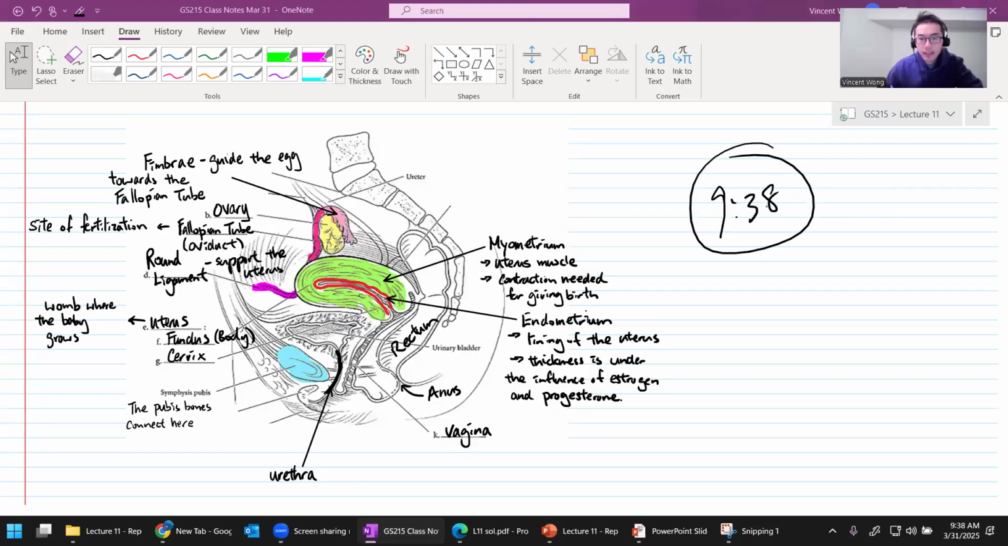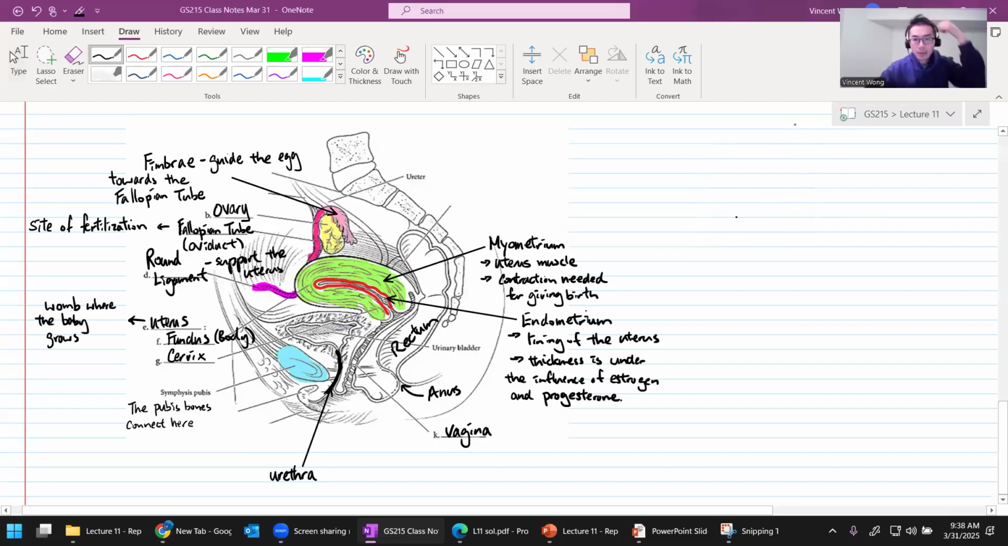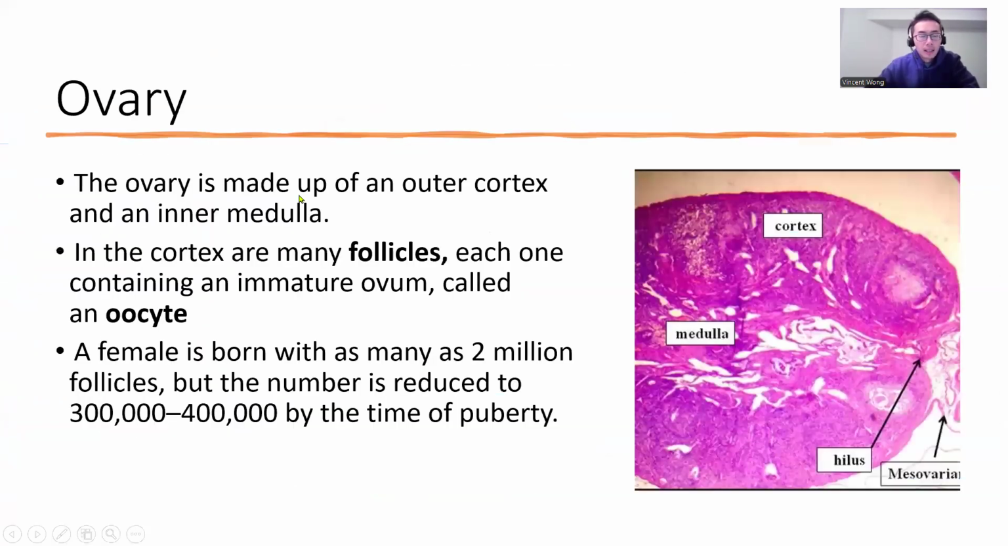Right, let's keep going. So, what else do I have? Let's take a look at the ovary right here. The ovary is made up of two portions, just like many other organs. There is an outer region called the cortex, and then the inner region is called the medulla. And in this case, the cortex of the ovary contains many follicles. And follicles, basically, you can think of it as something that will become the egg.